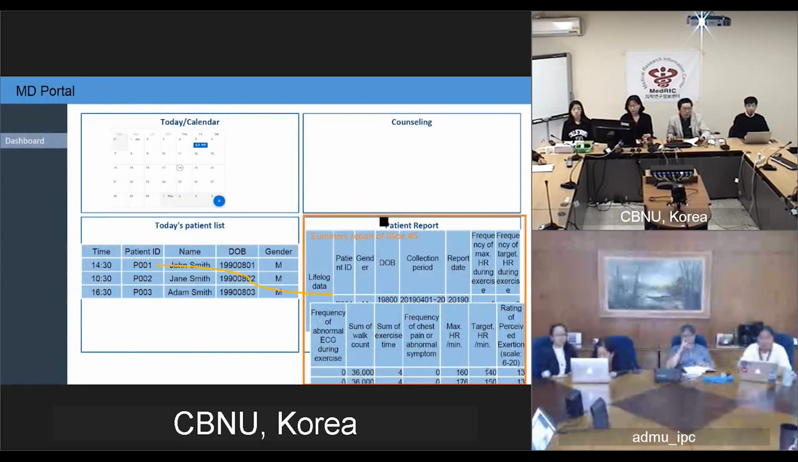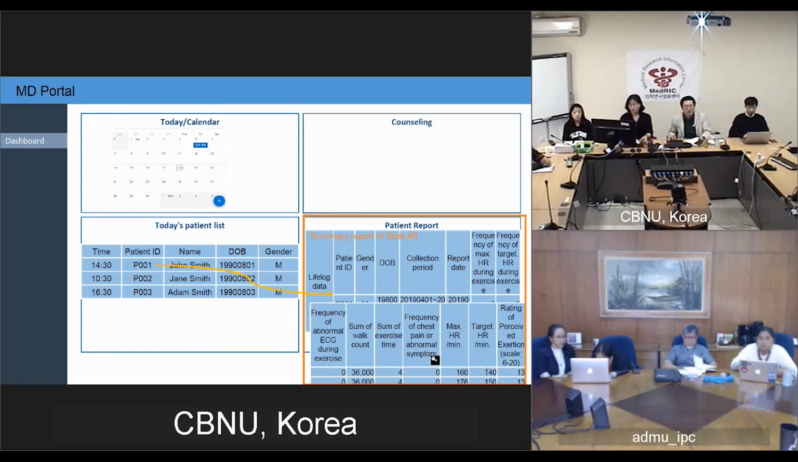So in terms of the portal interface of the platform, the MD portal has 4 sections, including the appointment calendar, counsel requests from the patients, today's patient list, and the patient report. The patient report at the right bottom will display the latest summary of the live log data for the cardiac rehabilitation of a patient. So as you see, for patient 001, its latest live log data will be displayed.